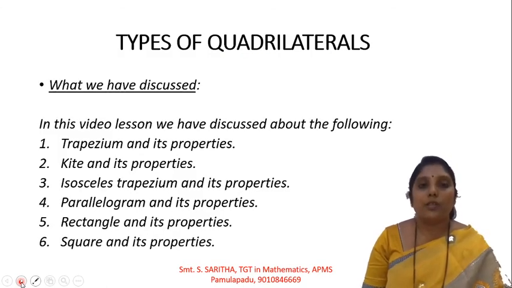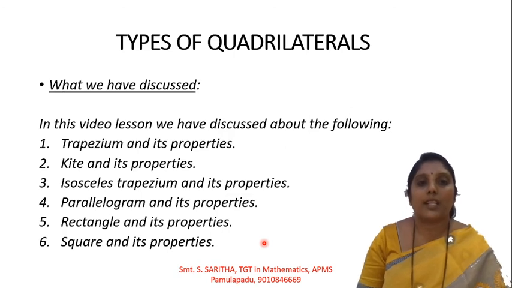Now in this video, let us recall what we have discussed. We discussed what is a quadrilateral and what are the types of quadrilaterals. In that, we discussed the trapezium and its properties, kite and its properties, isosceles trapezium and its properties, parallelogram and its properties, rectangle and its properties, and a square and its properties. This is all about the types of quadrilaterals.